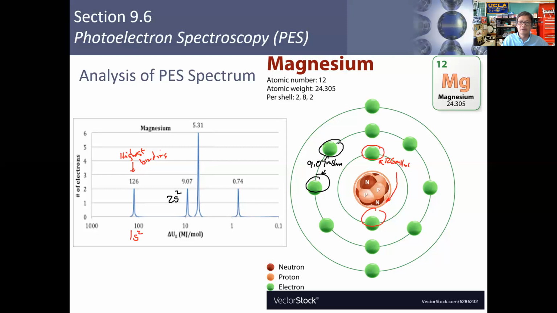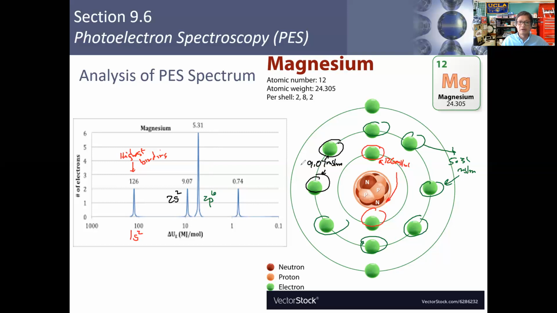And so let's go ahead and label this one. It's a little bit further away, so this must represent the 2p, and there should be 6 of those, so we have 1, 2, 3, 4, 5, 6. These represent the peak at 5.31 megajoules per mole, and that's all of the remaining electrons in the second energy level. Those are your 2p electrons, and there's 6 of them. The size of this peak and its location indicate that it is the 2p electrons.